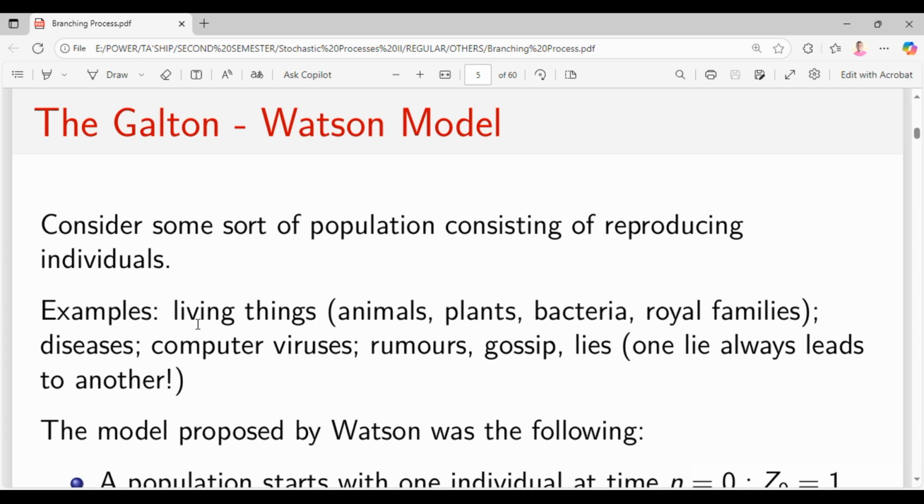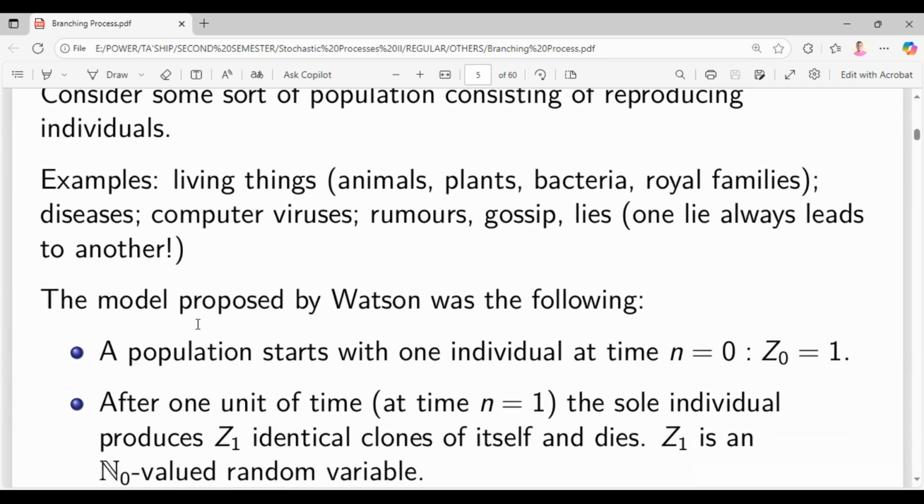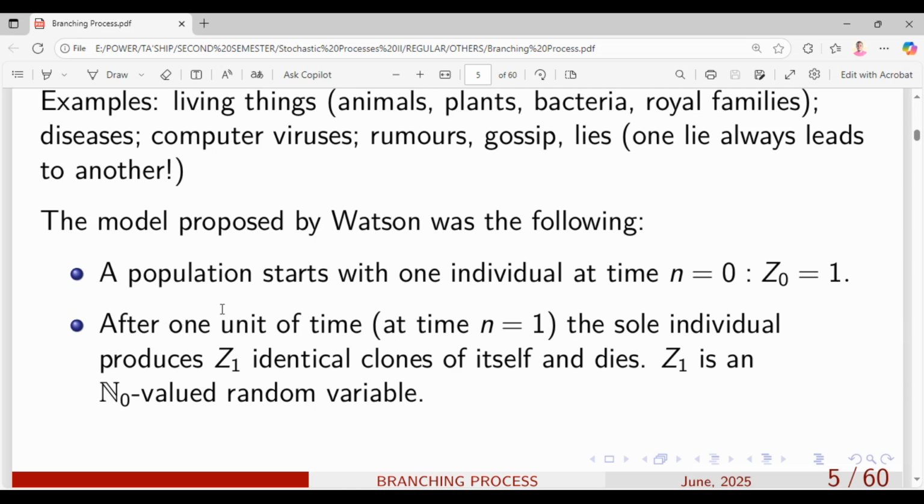We know that living things can either survive or they can die at any point in time. So we want to study this, and this is our probability, because it's probable either they will survive or they will die. The model proposed by Watson was the following. He said that a population should start with one individual at the initial stage, that's n equal to 0. This is the initial ancestor. For instance, if it is cocoa that we are looking at, we want to say that Tete Kwashi brought cocoa to Ghana.